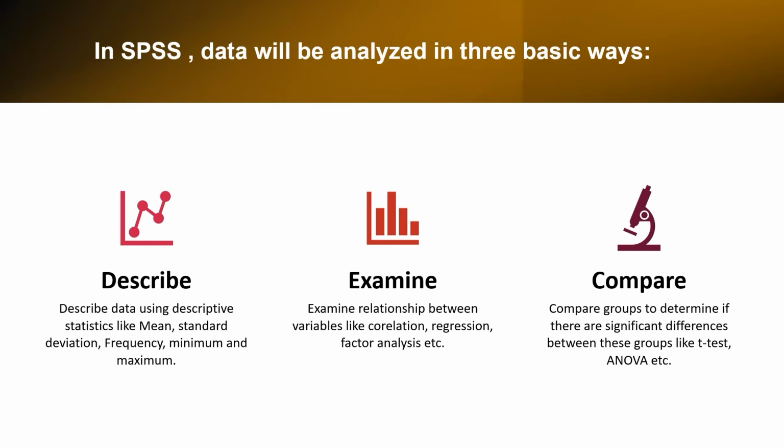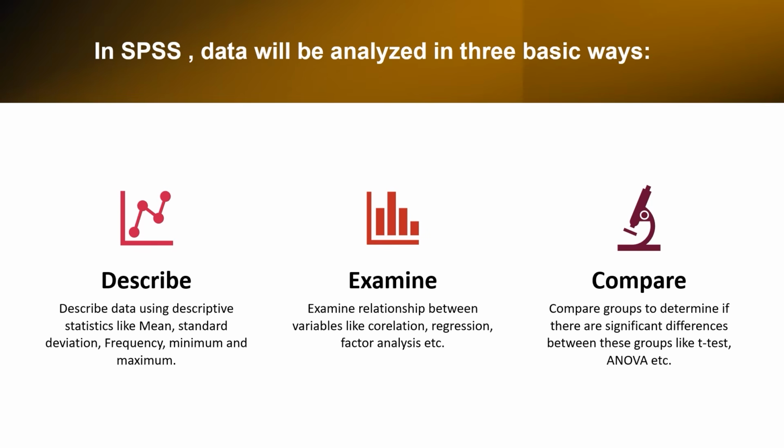In SPSS, data can be analyzed in three basic ways. The first is describe, the second is examine, and the third is compare. Now we see the difference between these three ways. Under describe, we see the descriptive analysis, under which we can go for mean, median, mode, and standard deviation. These are the analyses that we can do.